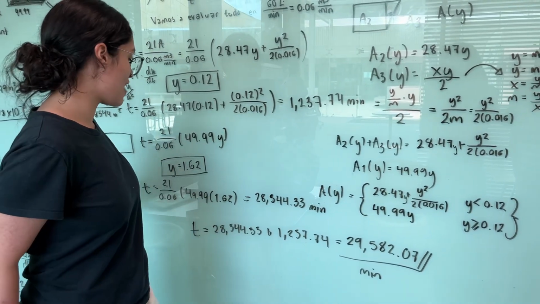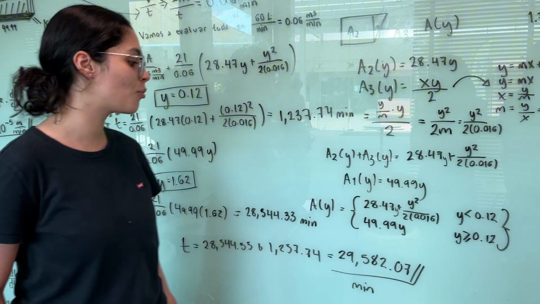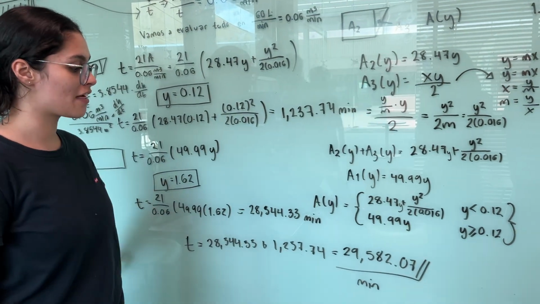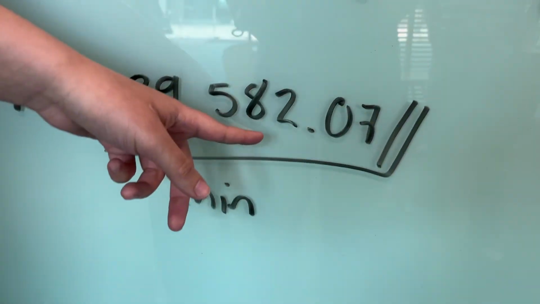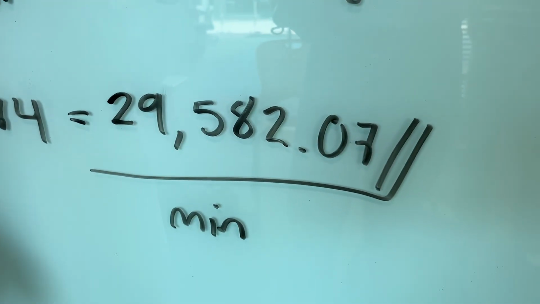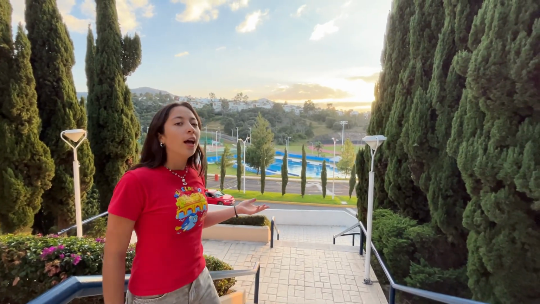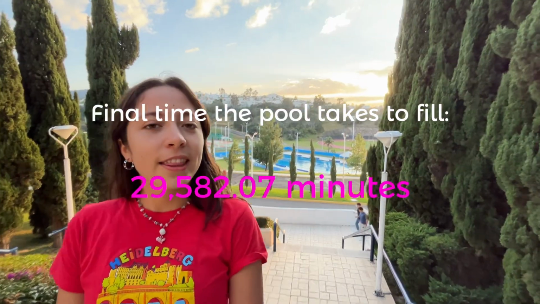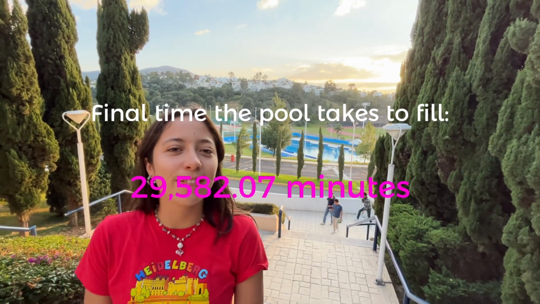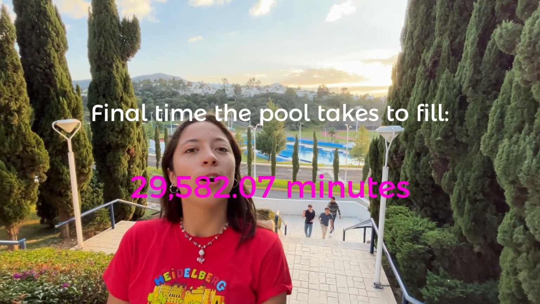And then to get the total amount of time it takes to fill up the whole pool, we just add those two numbers together, and we get 29,582.07 minutes, which is approximately 20 days to fill up at 60 liters per minute. So the final time it will take to fill up would be 29,582.07 minutes.